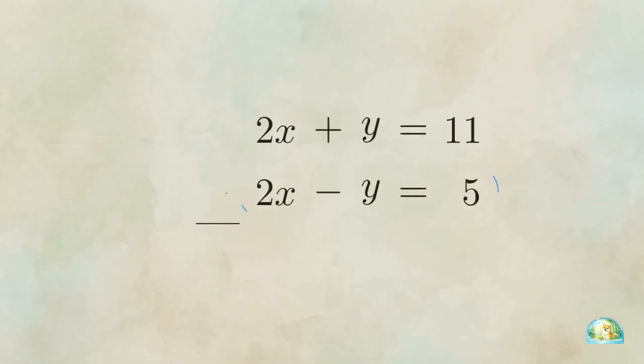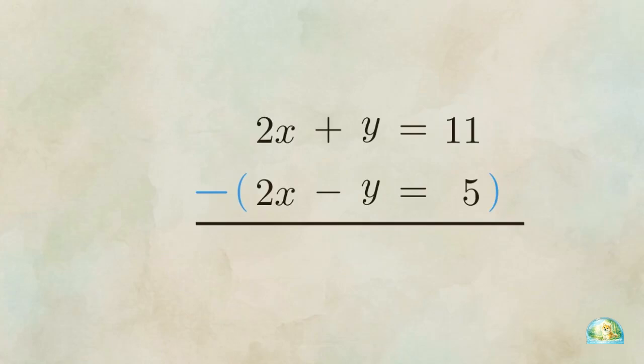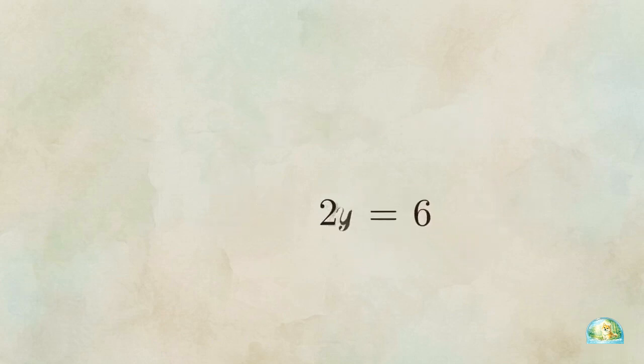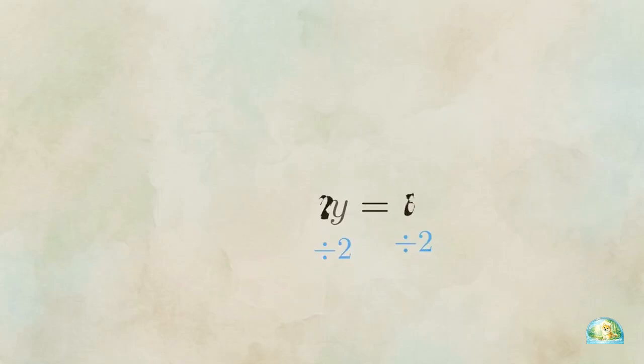If you subtract the bottom equation, the x terms disappear. 2x minus 2x is 0. Be careful with the y terms. y minus negative y is the same as y plus y, which gives us 2y. Finish up with the constants on the right. 11 minus 5 leaves us with 6, forming the simplified equation 2y equals 6. Divide by 2, and we get y equals 3.